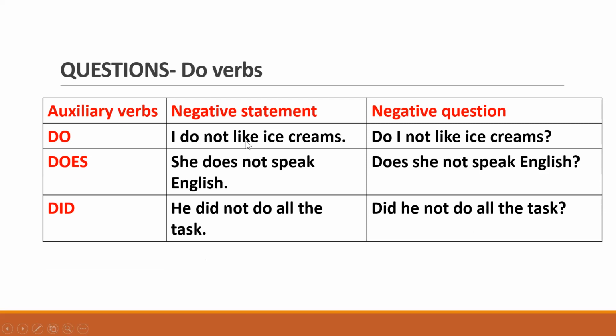Okay, let's clear it and move forward with another do form, which is the negative do forms. I do not like ice cream. So even here, the same pattern: only the auxiliary comes in the front, and the "not" stays in between the sentence. Okay. I do not like ice creams. Do I not like ice creams? She does not speak English. Does she not speak English? He did not do all the task. Did he not do all the task? Okay, so that's how we have to frame the negative when it comes to do verbs.